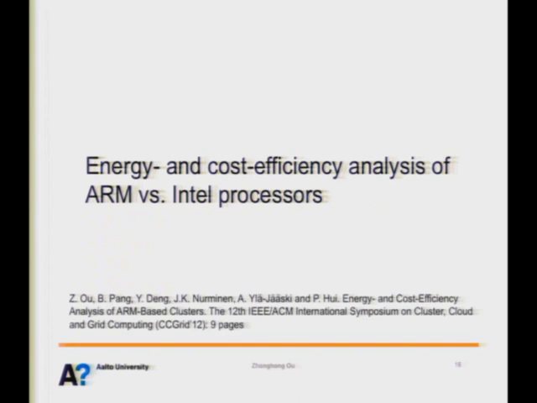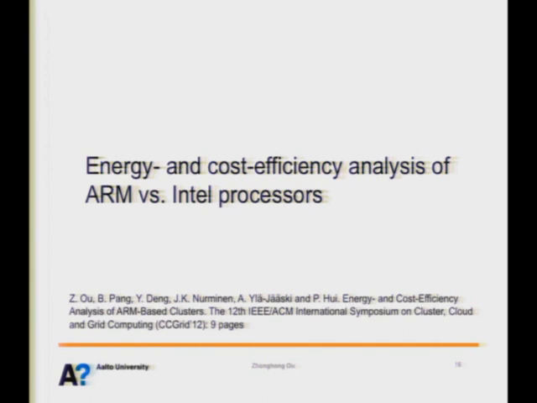So this concludes the first part of my talk. And then I think I have to run a bit quick, 30 minutes, yeah, for the second part. So the second part is about analyzing the energy cost of different processors. Specifically, we analyzed the ARM and the Intel processors in terms of the performance and also the costs.